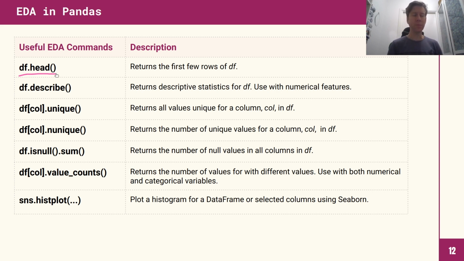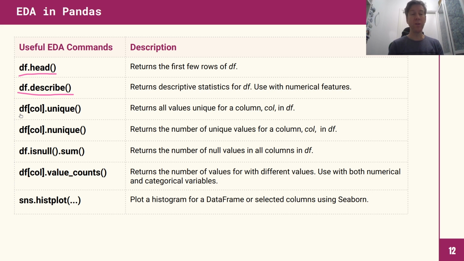If you have numerical features inside your data frame, you can call describe. You can call it on individual columns as well, and it will compute the descriptive statistics for that particular column or data frame. That means the mean, the max, the min, the standard deviation.